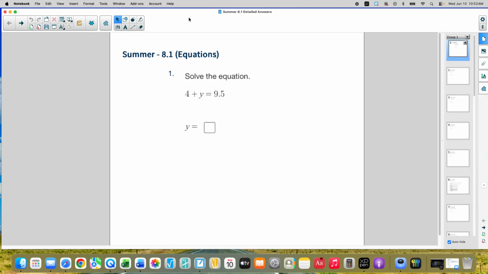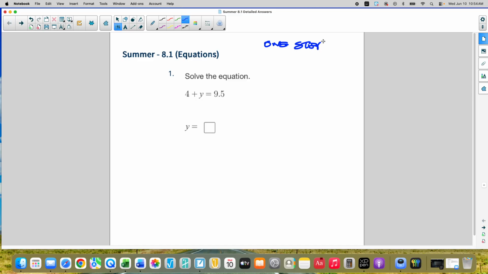Welcome to Summer 8.1. We are moving to 8th grade math. This is more geared towards pre-algebra more than Algebra 1. Algebra 1 is typically considered a ninth grade course. So we're going to start with one-step equations.